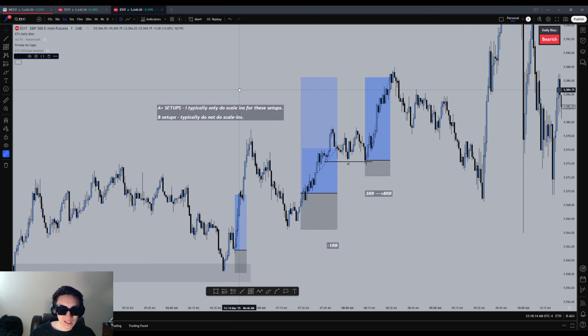So if you guys understand now, for me personally, I scale in mainly just on the A+ setups. If you want, feel free to scale into both setups if you like, or all your setups. But personally, I try to stick with the A+ setups I know have a very high probability, where I can scale in and maximize my trades. And again, don't do this until you've mastered how to take these setups with just one trade, right?